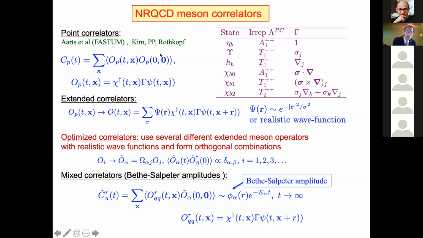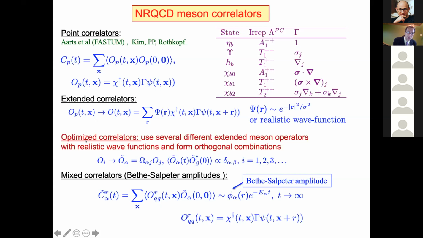Now the gamma matrix that enters this operator fixes the quantum number of the state, and in the table I give the operators that have been used to study the corresponding states. We could use something more sophisticated, which more resembles a physical meson, where we displace the quark and anti-quark fields by some distance r. I would call that the extended operator. We take the same correlation function, but replace the point operator O_P with the extended operator O, and the displacement is weighted by the corresponding wave function. You could choose something like a Gaussian wave function, or a more realistic wave function, actually from potential models.